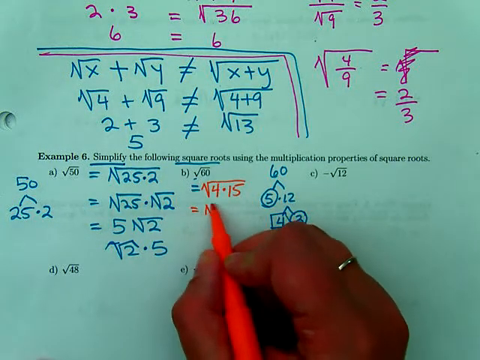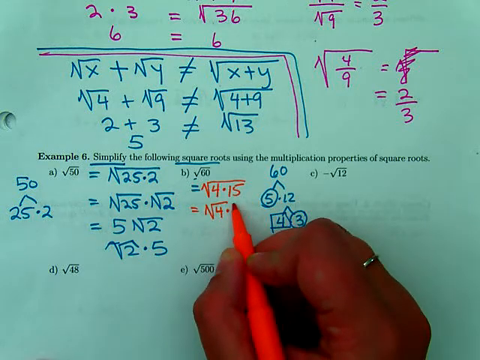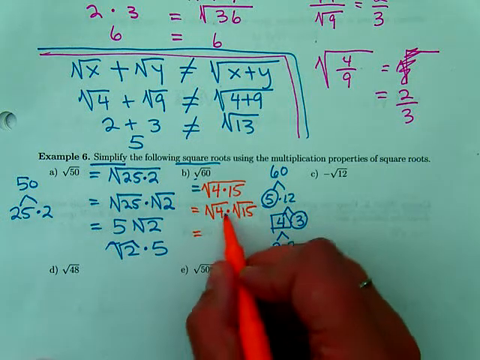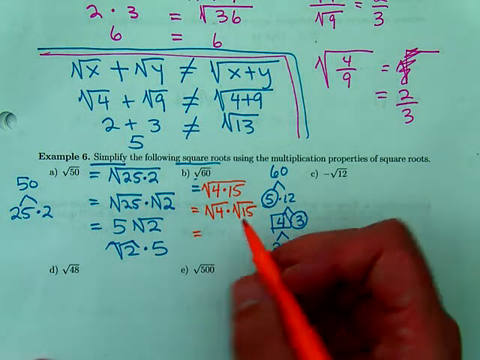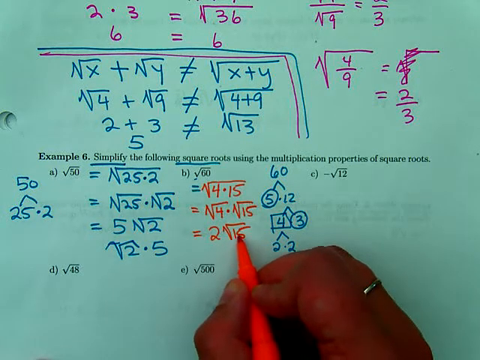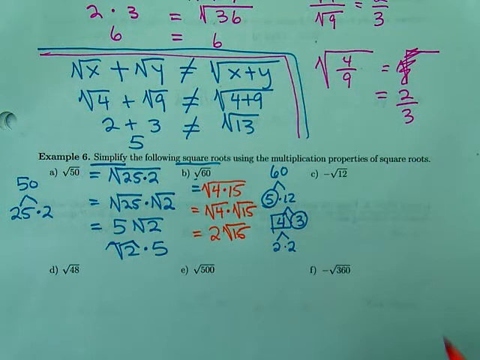If I simplify this further, I have the square root of 4 times the square root of 15. Since 4 is a perfect square, what is the square root of 4? 2. So this becomes a 2. The square root of 15 has to stay inside because it's not a perfect square.